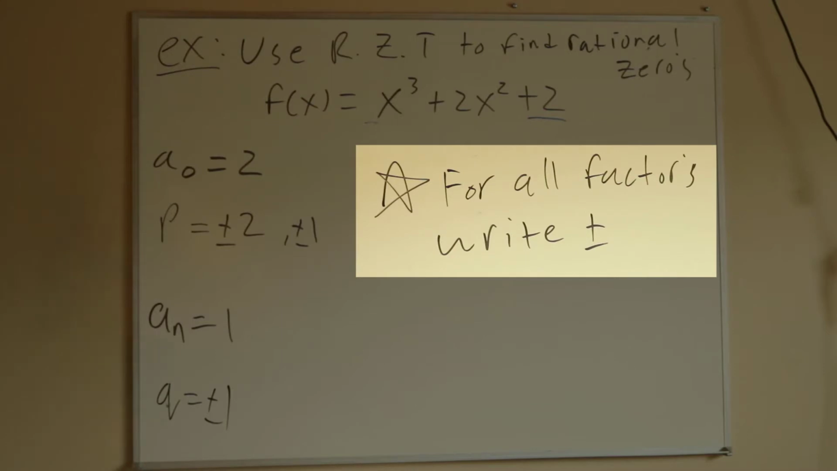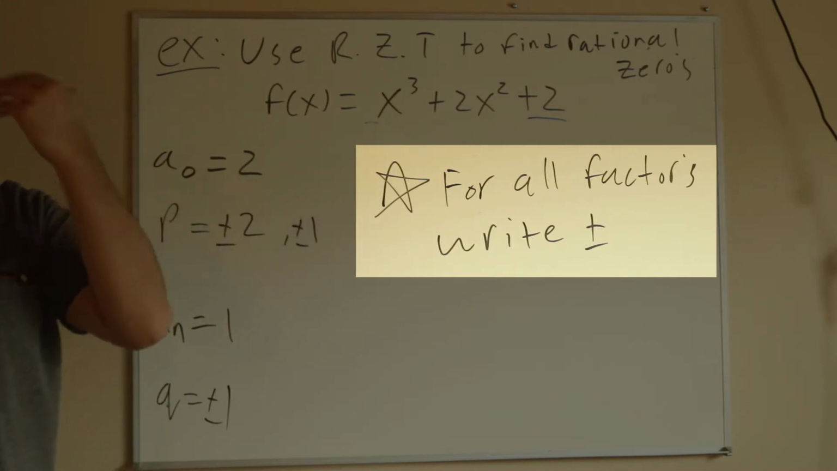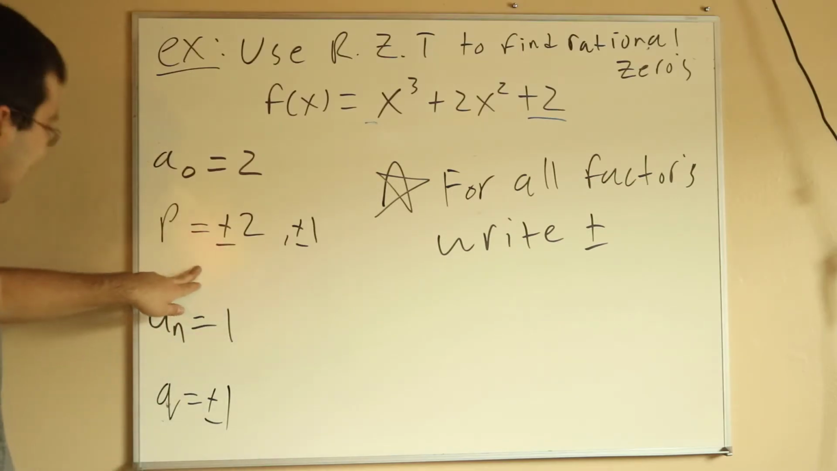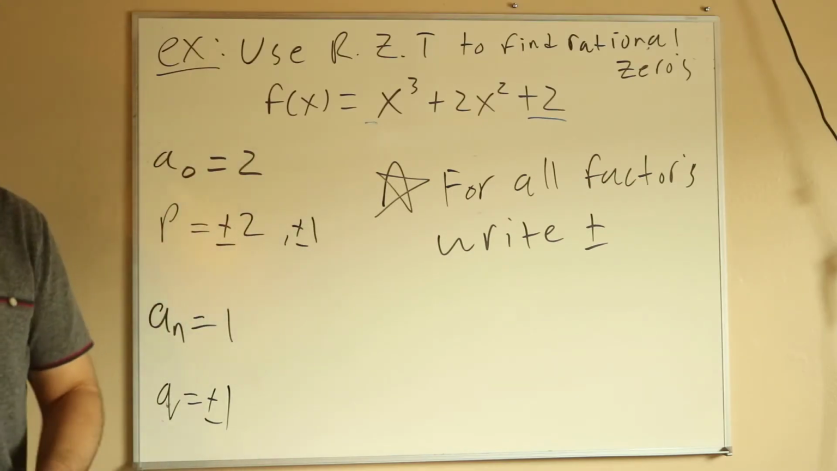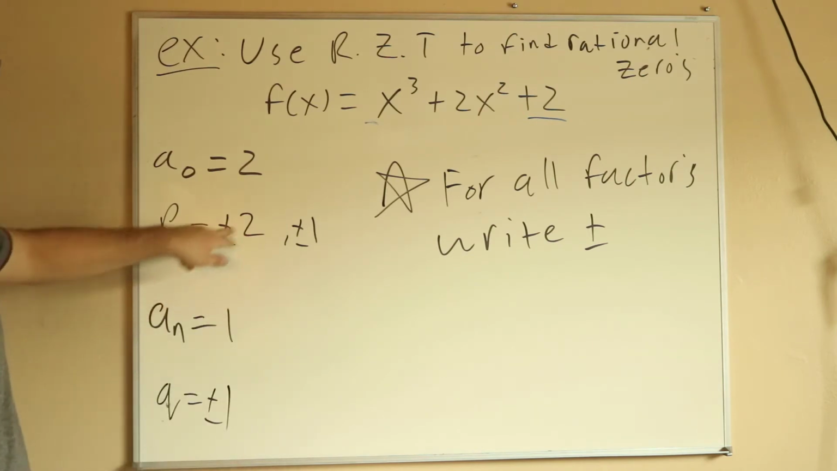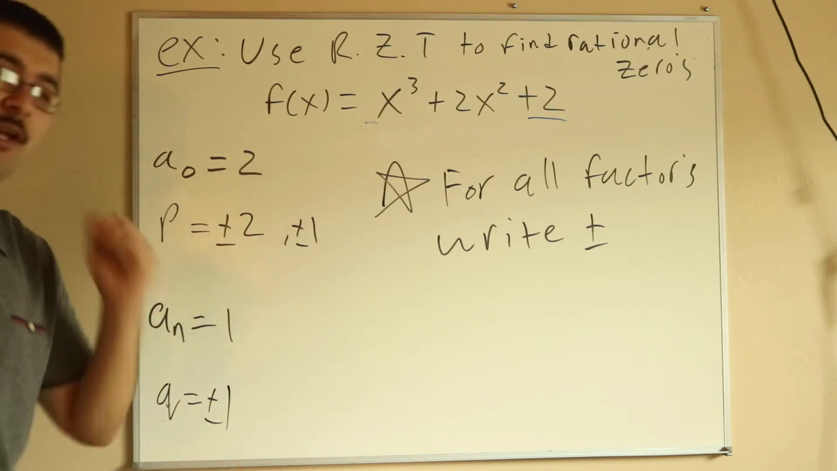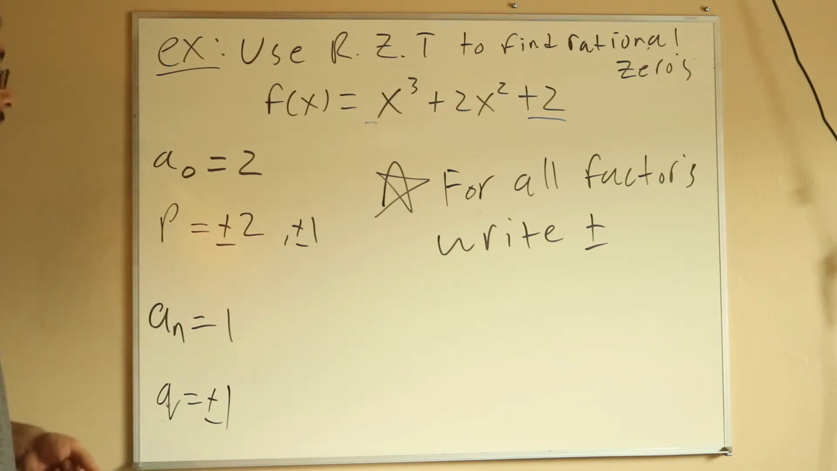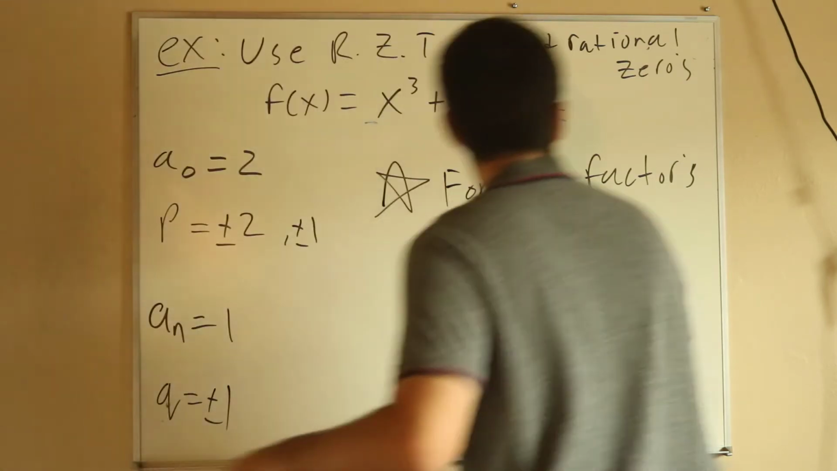So for every example moving forward, you're going to see that I just immediately write plus minus on factors. I just want to make sure we're clear on the idea that those plus minuses are coming from the fact that if positive 2 is a factor, negative 2 will also be guaranteed to be a factor. Okay, so I'm going to go and erase that now.